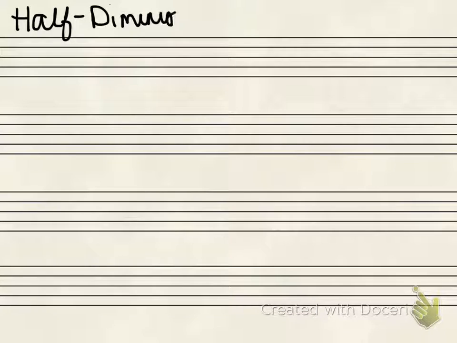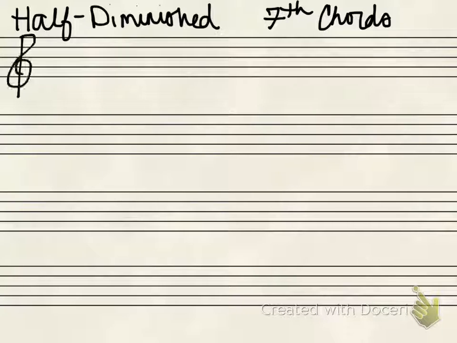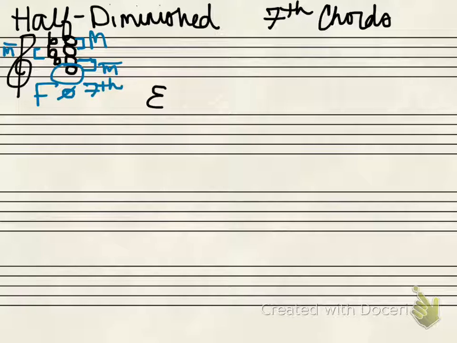The fourth type of seventh chord we're going to look at is the half diminished seventh chord. And this is only half diminished because instead of having all minor or all major chords in the triads, we have a minor triad on bottom, a minor triad in the middle, but then there's a major triad on top. And for F half diminished seventh, there's C flat and E flat too.